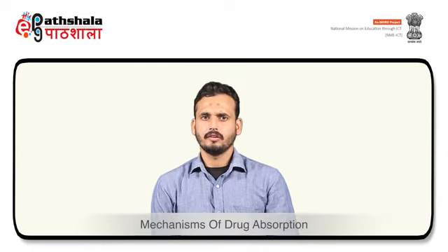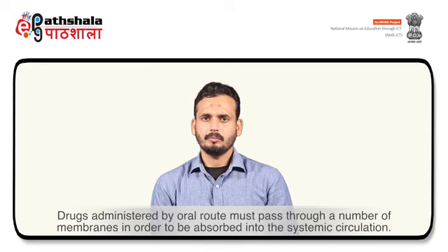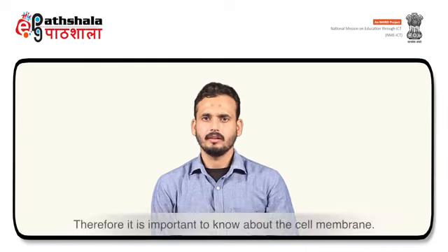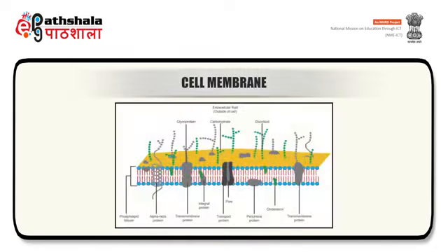Students, now we discuss the different mechanisms of drug absorption. Drugs administered by the oral route must pass through a number of membranes in order to be absorbed into the systemic circulation. Therefore, it is important to know about the cell membrane. Students, now we will discuss a brief introduction of the cell membrane. The primary structure of the cell membrane is shown in the figure.